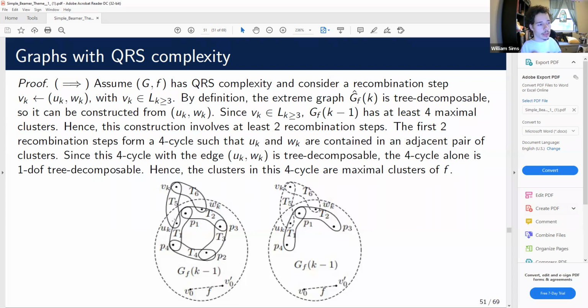All we had to do was we took a vertex that's in level 3 or higher. We showed that there's a sufficient number of maximal clusters in G sub F of k minus 1, meaning enough to perform 2 recombination steps, so 4 clusters. And we performed those 2 recombination steps. We got a 4 cycle, and that proves it, because now we've got U sub k and W sub k in an adjacent pair in a 4 cycle. So that's one direction. If our pair G comma F has QRS complexity, then this is true: V sub k is in a 4 cycle, its base pair is in a 4 cycle, and they're in an adjacent pair of clusters. So let me know if there's any questions about this direction.